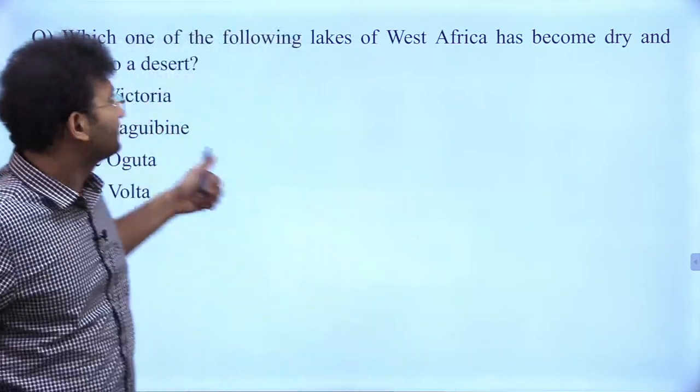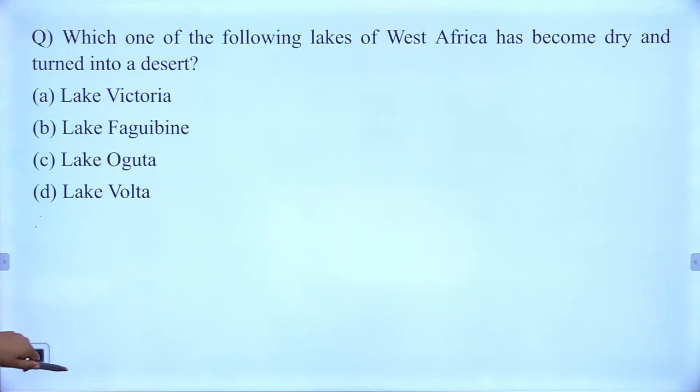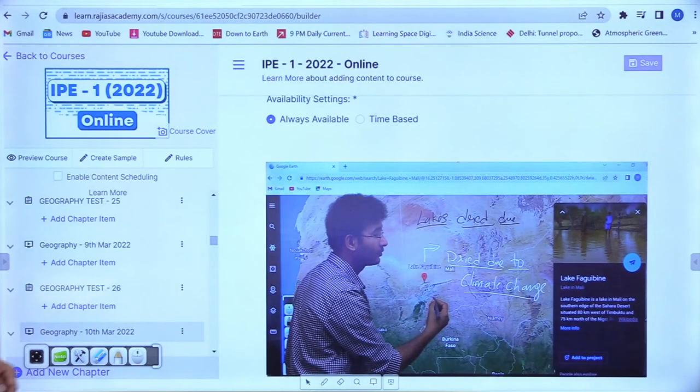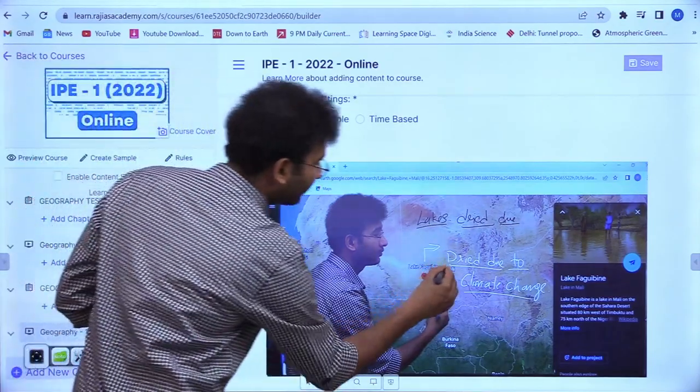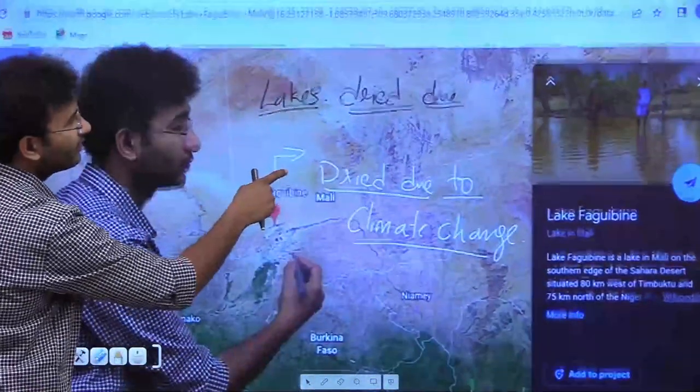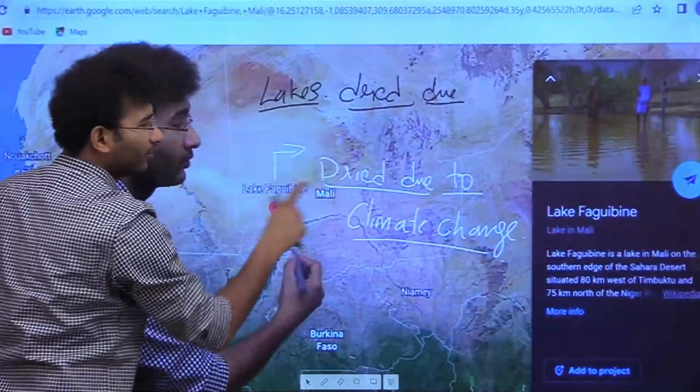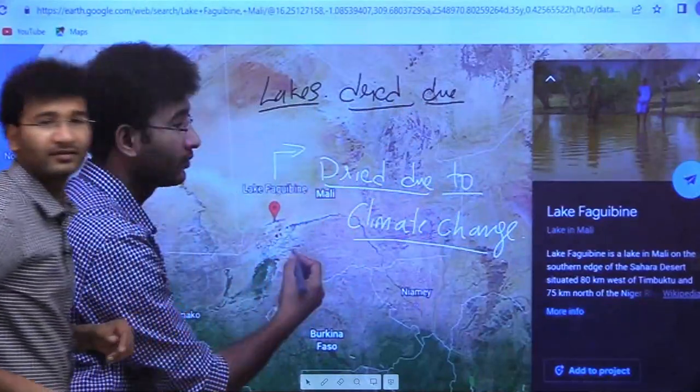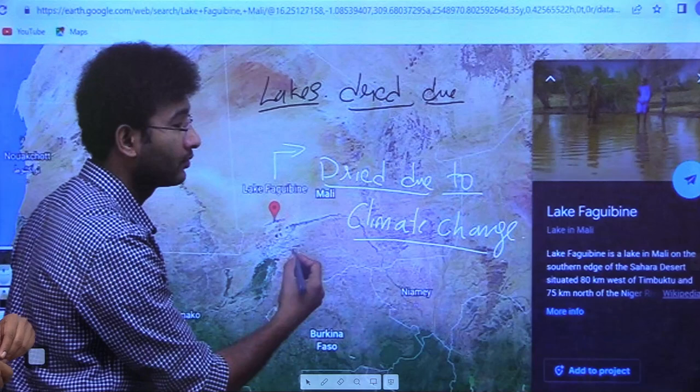And this lake, Fugibine, is in Mali. The correct answer, most of you have commented it down, is B. See here, this we have discussed on 9th of March, and here I have clearly written: lake dried due to climate change. It is a lake that has dried due to climate change.